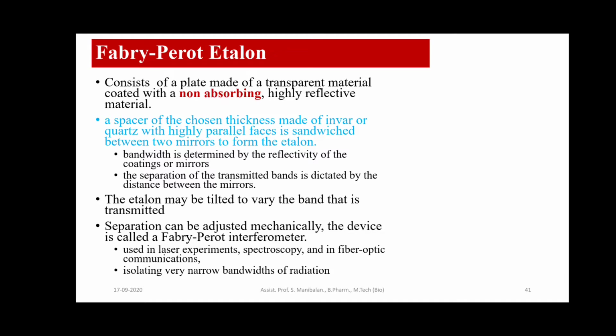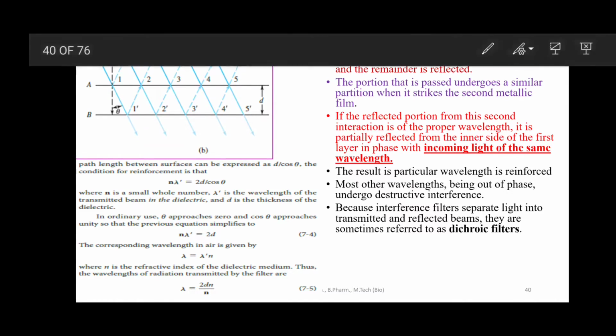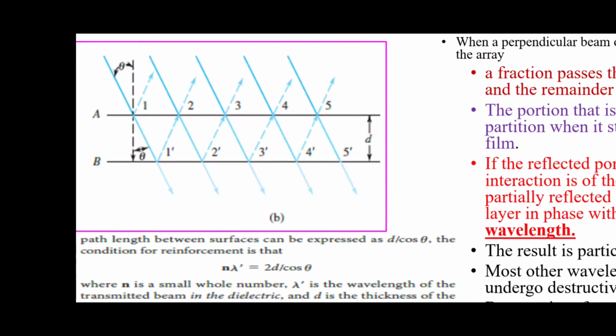I will show in the picture. Bandwidth is determined by the reflectivity of the coatings of the mirrors. The separation of the transmitted bands is dictated by the distance between the mirrors. The same thing we saw in the previous slide, right? So I forgot to show you in the previous slide, and see that D is the distance covered by the dielectric layer. Okay, so that is most important.